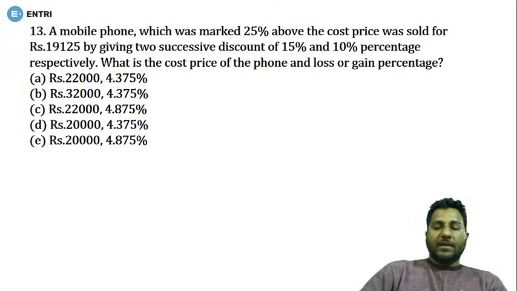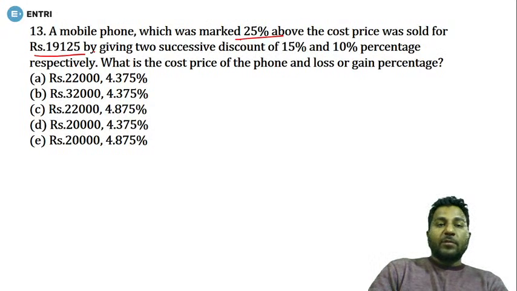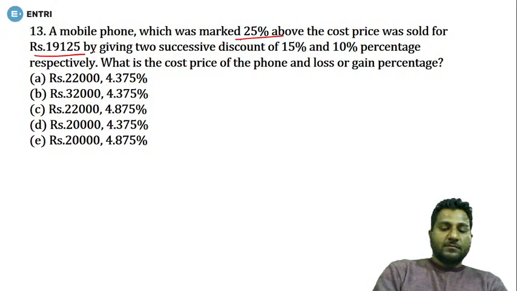Now tell me the next question. A mobile phone which was marked 25% above the cost price was sold at 19, but we don't need to find the profit percentage. Why are you solving in the profit percentage? Sharat.